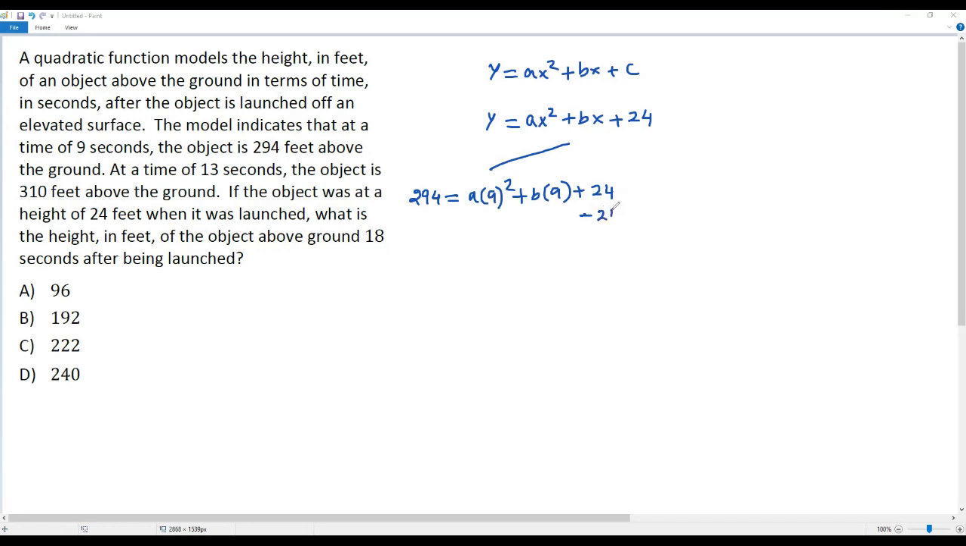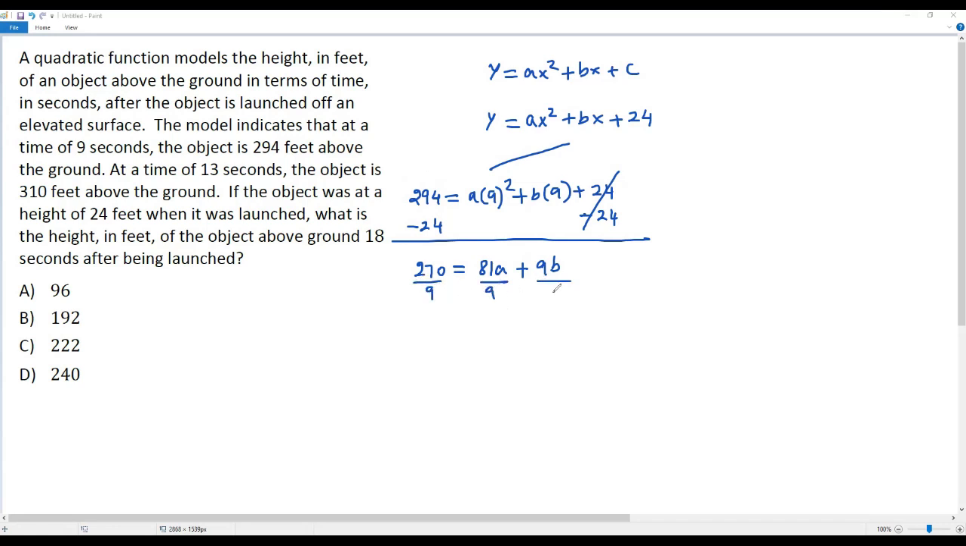We can subtract 24 from both sides of this equation. Then the +24 and −24 cancel out. When we simplify, we get 270 = 81a + 9b, since 9² is 81. Here 270, 81, and 9 are all multiples of 9. So to simplify this equation further, let's divide each term by 9.